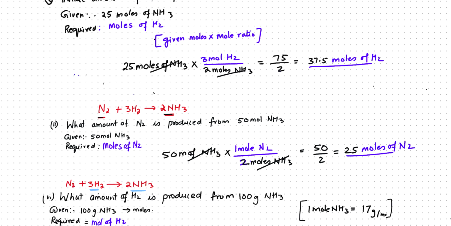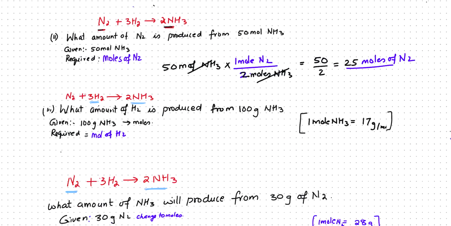Okay, next example, we'll do one more. Same equation, nitrogen plus hydrogen gives ammonia. So 1 mole of nitrogen combines with 3 moles of hydrogen to make 2 moles of ammonia. So now the question is, what amount of hydrogen is produced from 100 grams of ammonia? So here mass is given, 100 gram of ammonia. And we have to find moles of hydrogen.